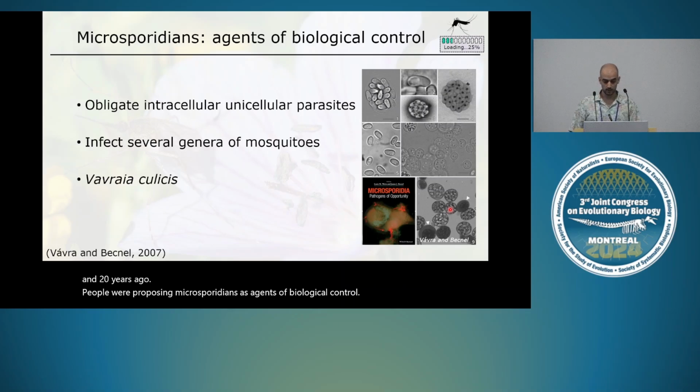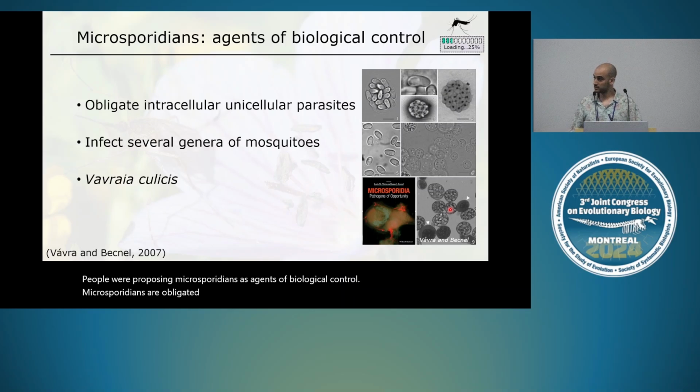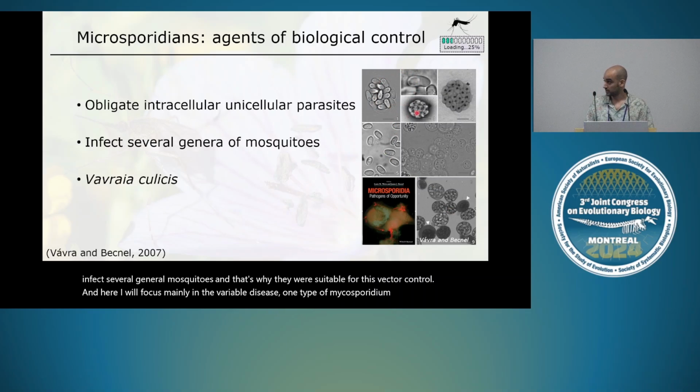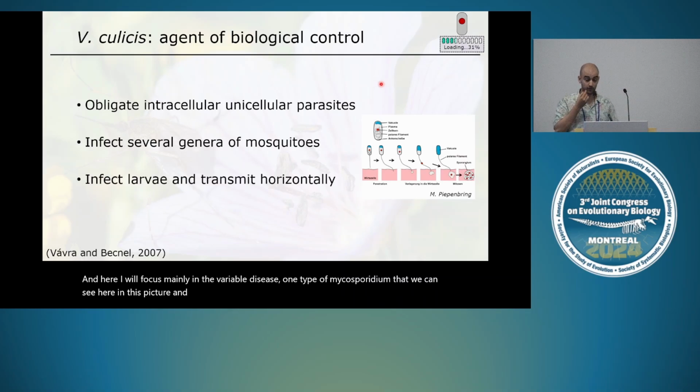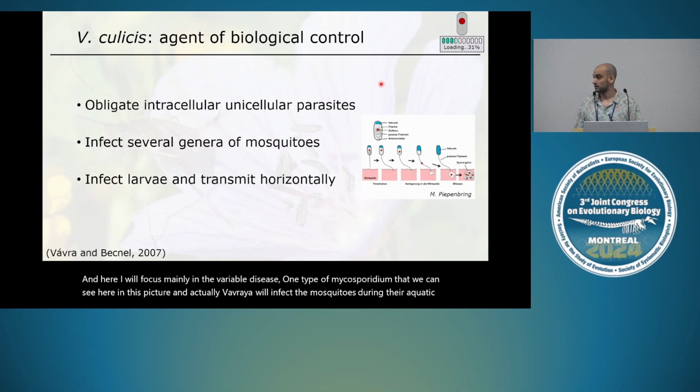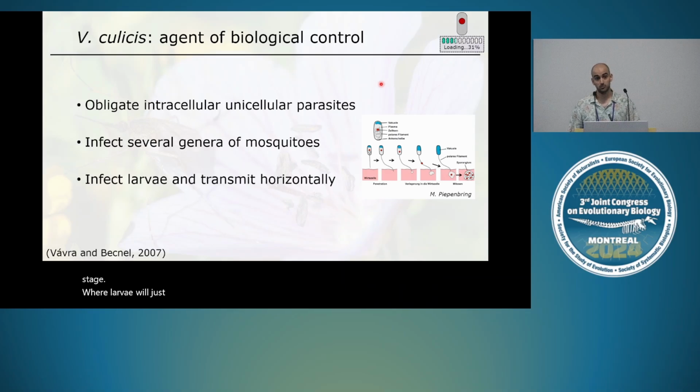Microsporidians are obligate intracellular unicellular parasites that have been shown to infect several genera of mosquitoes, and that's why they were suitable for this vector control. And here I will focus mainly on Vavraia culicis, one type of microsporidian that we can see here in this picture. And actually, Vavraia will infect the mosquitoes during their aquatic stage, where larvae will just ingest these spores.